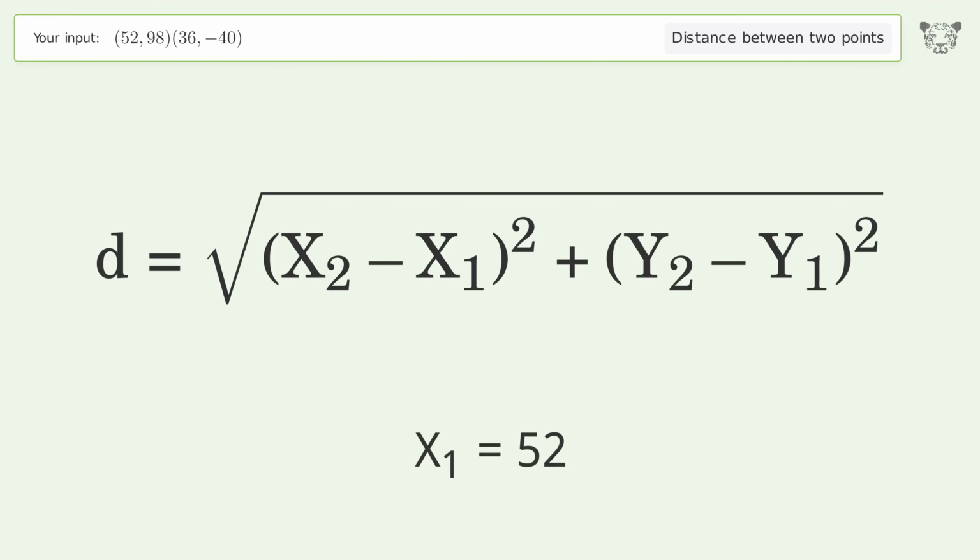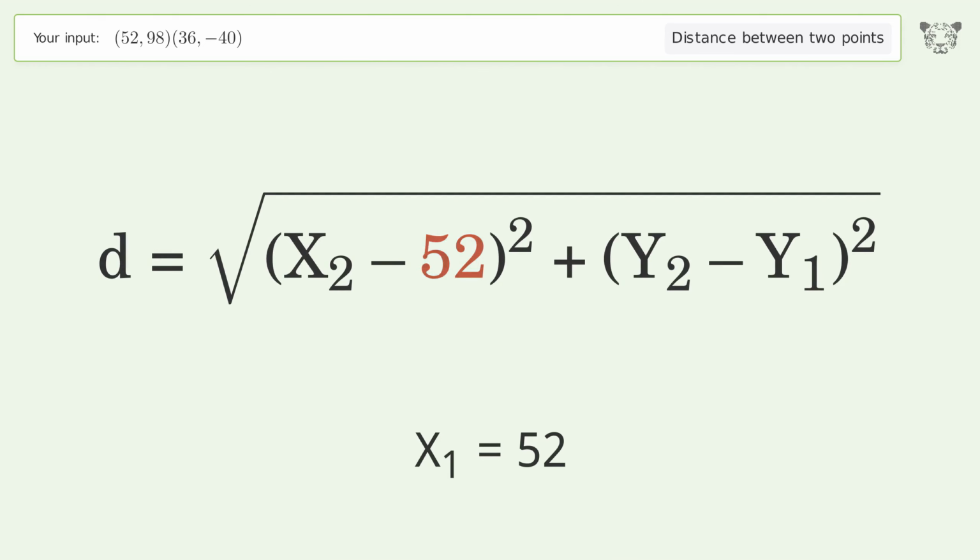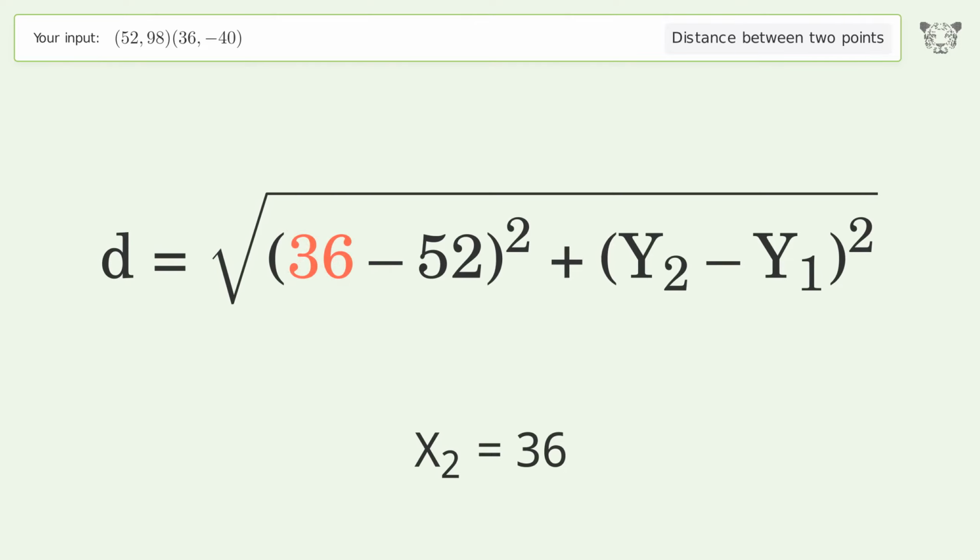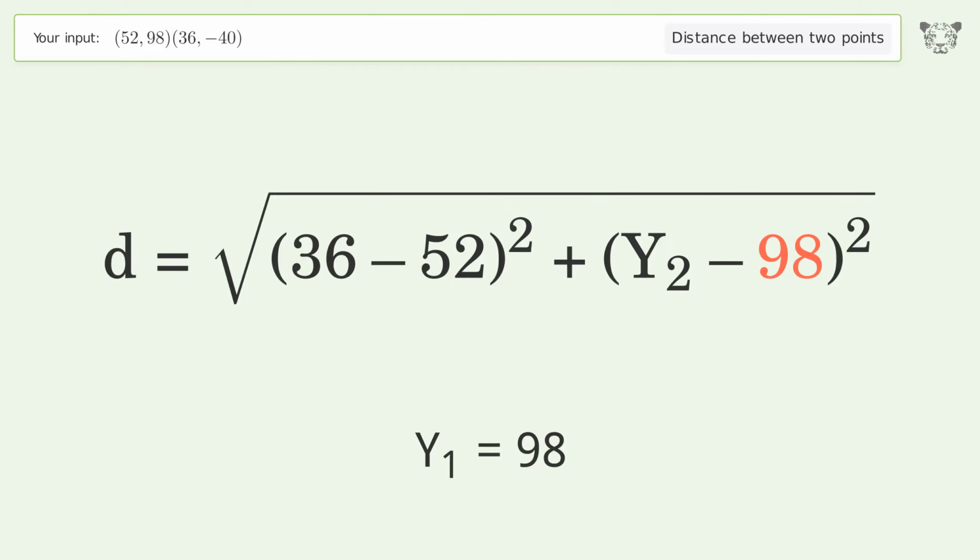x1 equals 52. x2 equals 36. y1 equals 98. y2 equals negative 40.